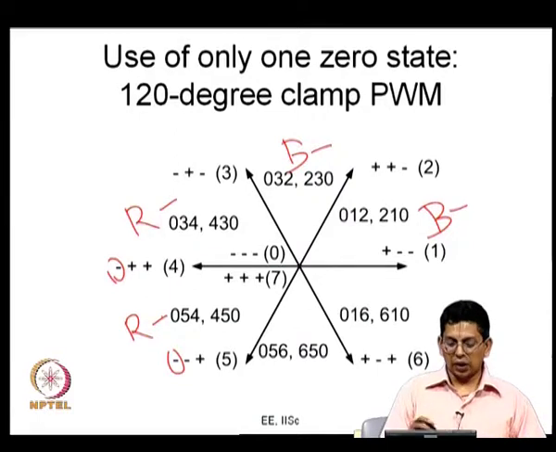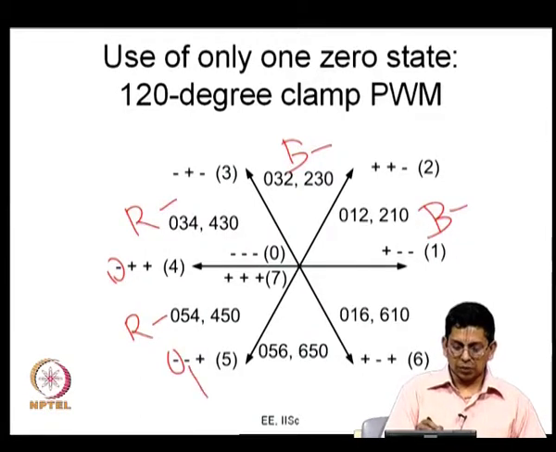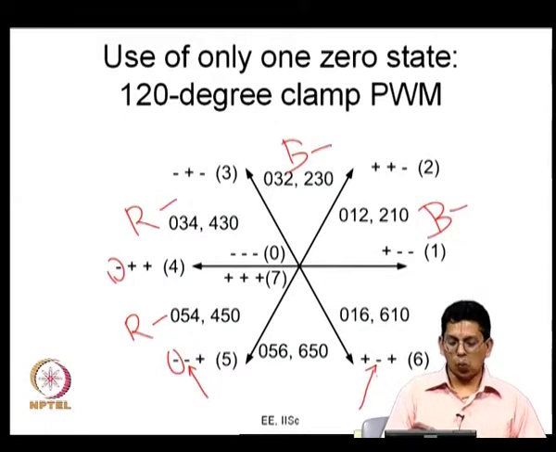How about the next one? You see that 0, 5, 6 and 6, 5, 0. 0 is minus, minus, minus, and 5 is minus, plus, minus, this is minus, and here in 6 also it is minus. So, Y is negative everywhere here. So, if you use these sequences, in every subcycle in sector 5 you have Y phase clamped to the negative bus, and similarly in sector 6 also you will have Y phase clamped to the negative bus now.